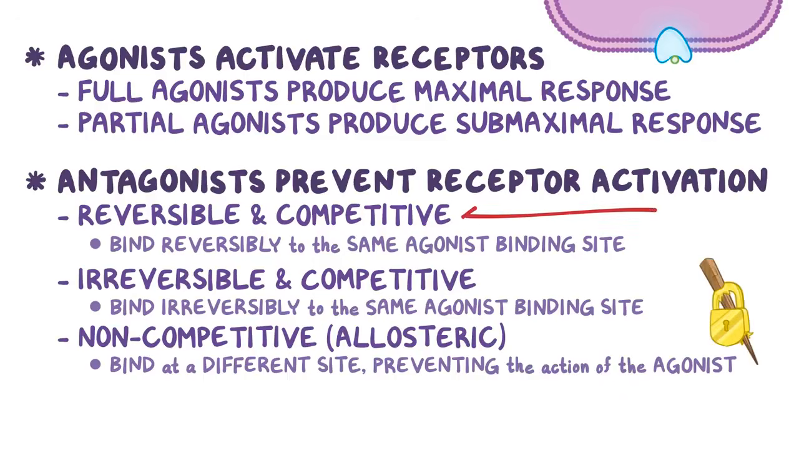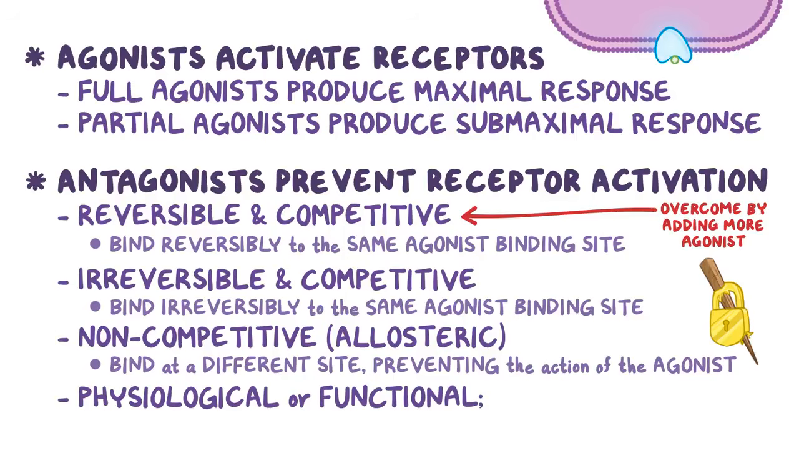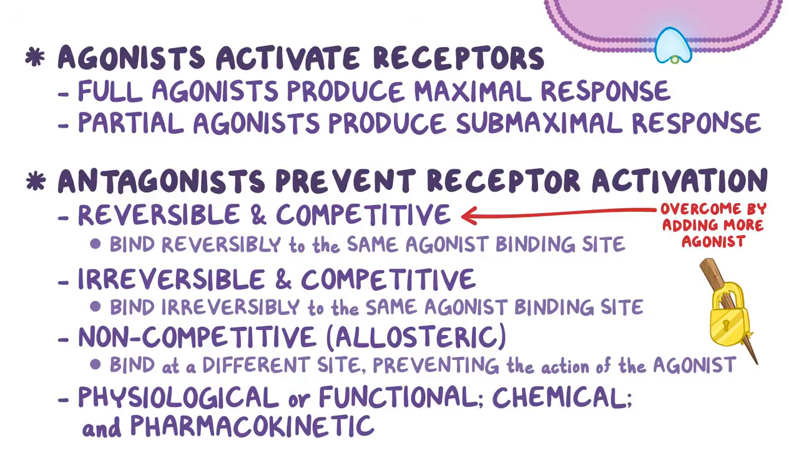Reversible competitive antagonism can be overcome by adding more agonist, while both irreversible competitive and non-competitive antagonism cannot. Lastly, there are physiological or functional antagonists, chemical antagonists, and pharmacokinetic antagonists as well.